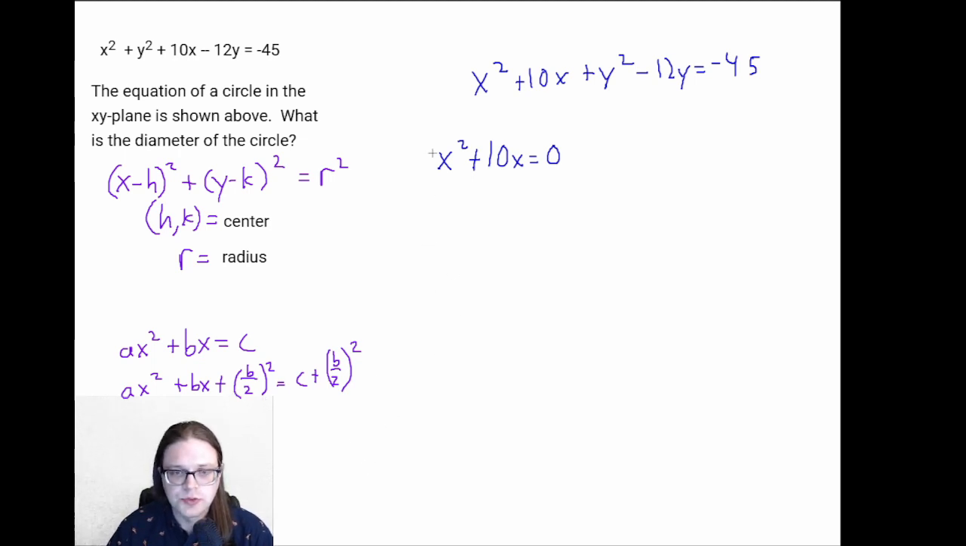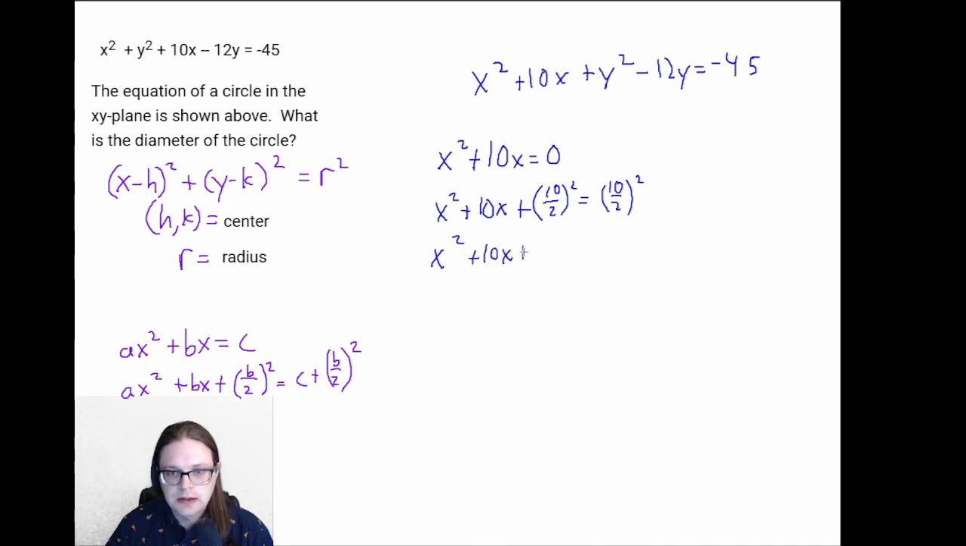Now, remember b over 2 squared. I'm going to go ahead and do that. So x squared plus 10x plus 10 over 2 quantity squared equals 10 over 2 quantity squared. Of course, my b value is 10, so that's what's going in there. Now, let's simplify that. I got x squared plus 10x plus 5 squared equals 5 squared. x squared plus 10x plus 25 equals 25.